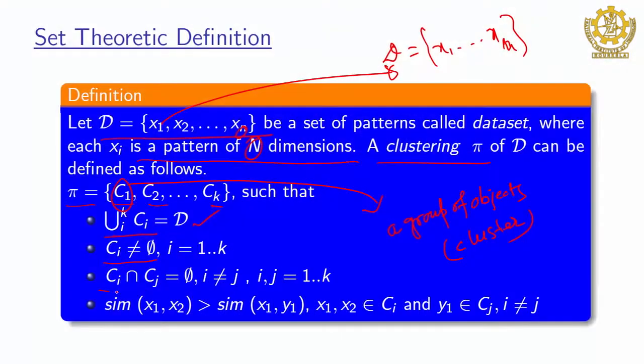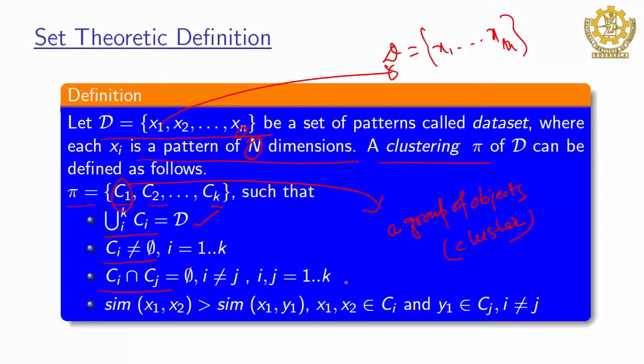Another condition is that if you take the intersection of two groups, you get the null set. So, there should not be any common element between two groups. These are the very classical definitions. We will study later, if we have time, something called fuzzy clustering, where there may be a common member between the groups, but this is the classical definition. This is not the end.